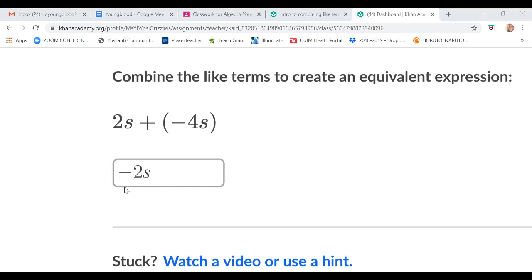Wasn't recording. For this problem, my students in class, help me with this. So 2 plus -4 is -2. We could also think of this as 2s minus 4s gets us -2s.